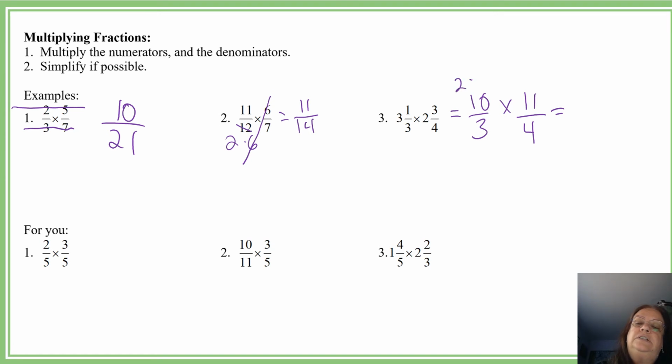Well, 10 is 2 times 5. 4 is 2 times 2. So now I can cross out the 2's, and I end up with 5 times 11 over 3 times 2. All right, I want you to do the next 3.